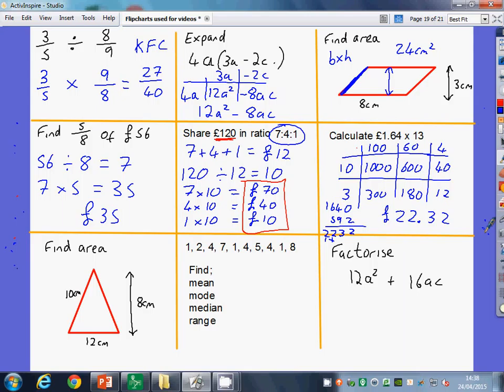Question 7. Find the area of a triangle. Again, they're a bit sneaky. They give us this diagonal line. That's a trick. You don't need it. To find the area of a triangle, it's base times height divided by 2.